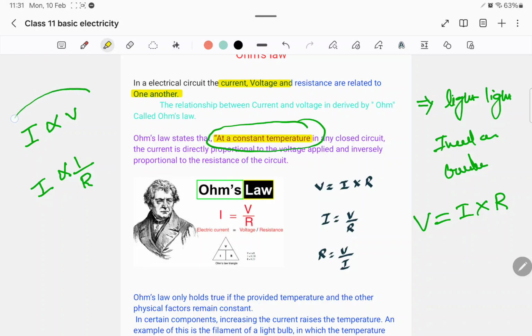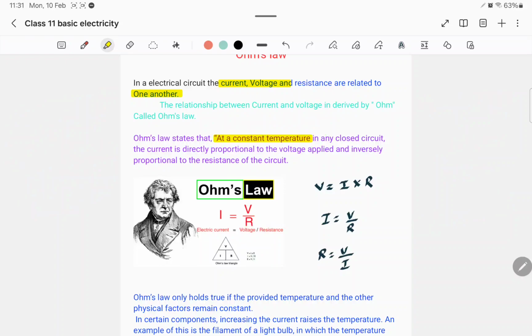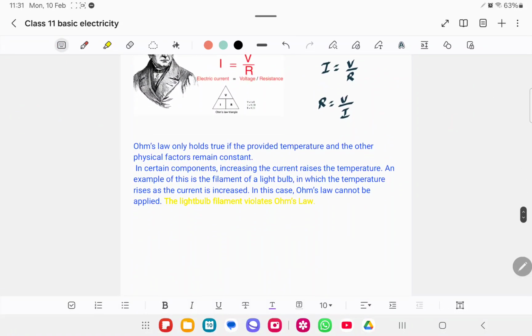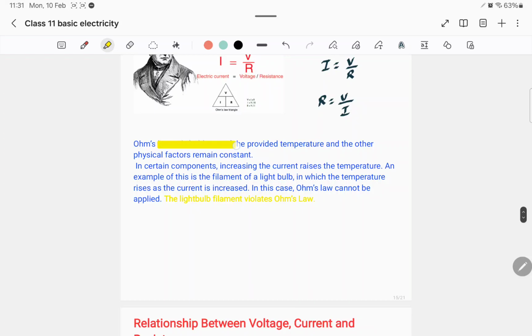So what he said is, at constant temperature, current is directly proportional to voltage and inversely proportional to R. I have explained this, and you can also see it here. Ohm's law holds provided temperature and other physical processes remain constant, but in certain components increasing the current raises the temperature. So if I make a light bulb work for a long period, 2 hours or 3 hours, the temperature automatically rises.